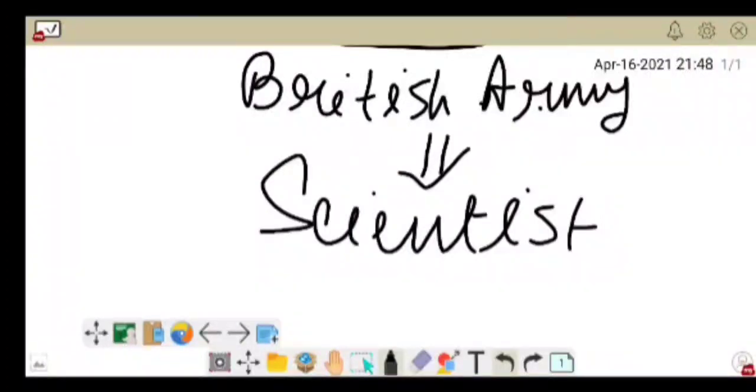So after implementing this method in World War II, in that particular situation, the British Army managed to win the war, and they defeated their opposition, who had very good resources.